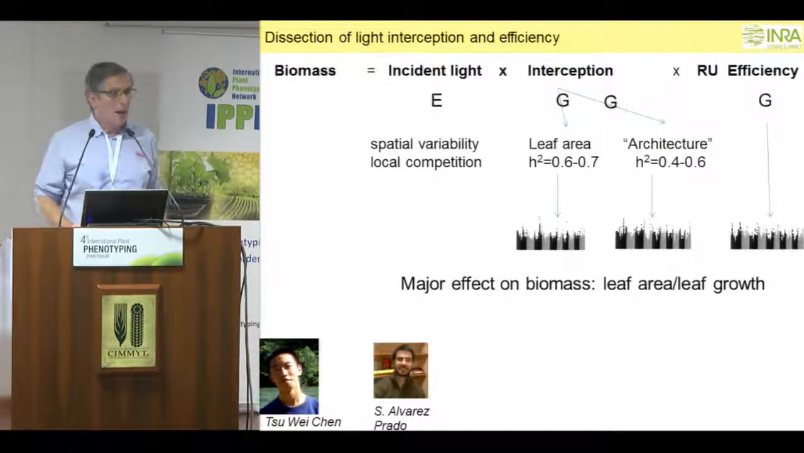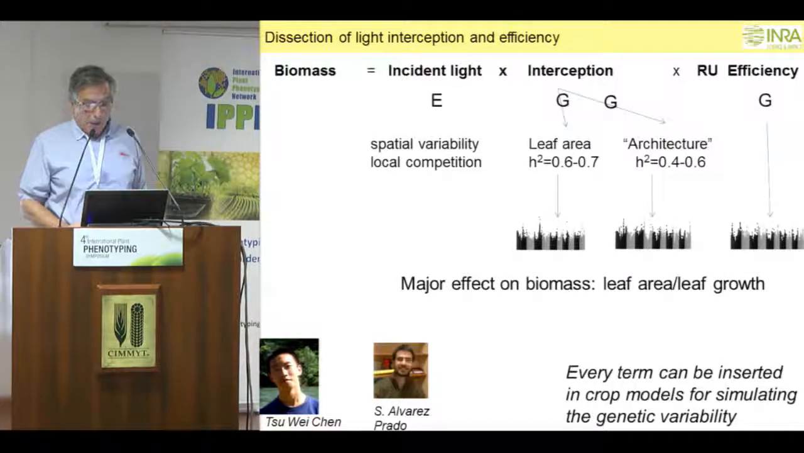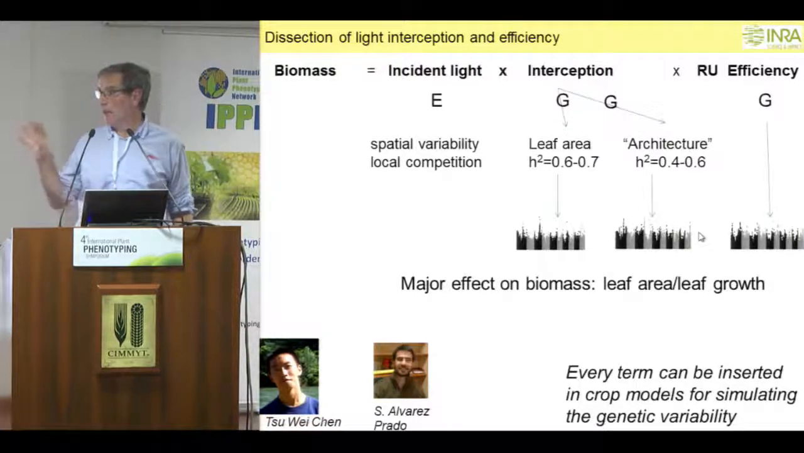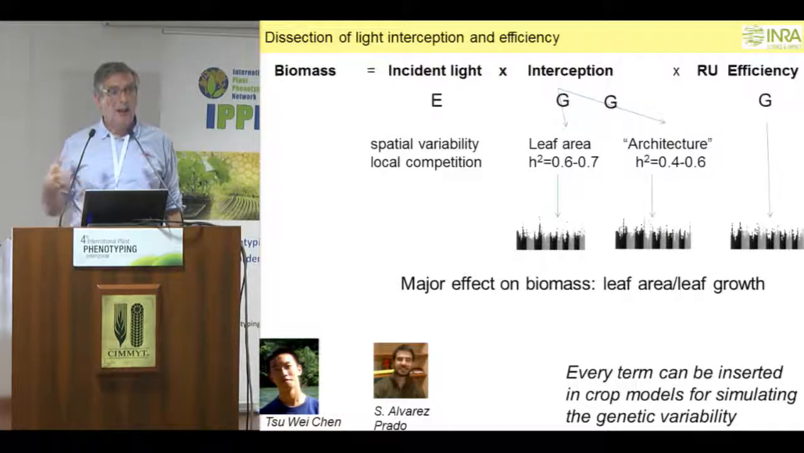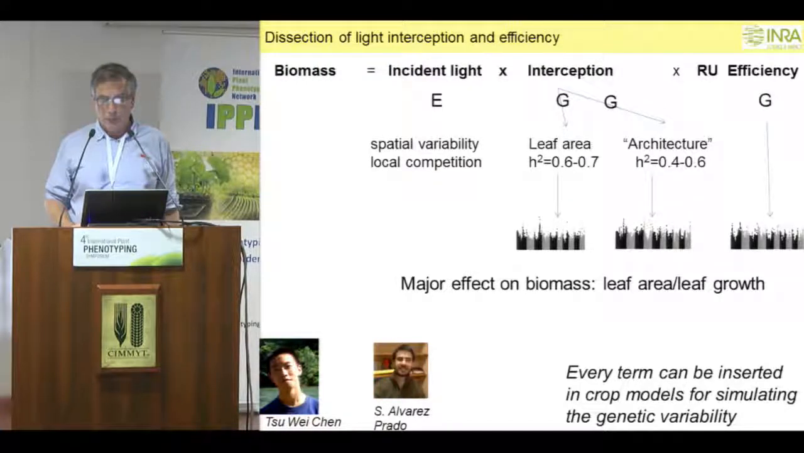Right, but the take home is that the major effect on biomass was leaf area and leaf growth. So the important thing, if we want to connect, is that every term can be inserted in a crop model, because a crop model has exactly this term, so we can decompose these three terms and put the QTLs exactly in the way as Fred has shown, and we can predict our genotypes in different types of sites.